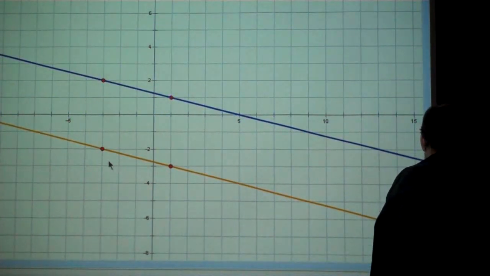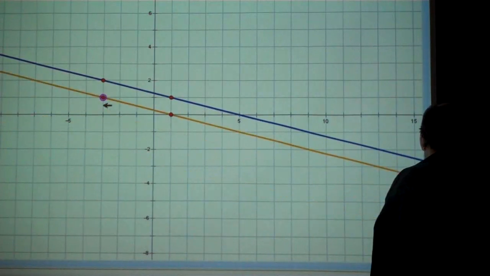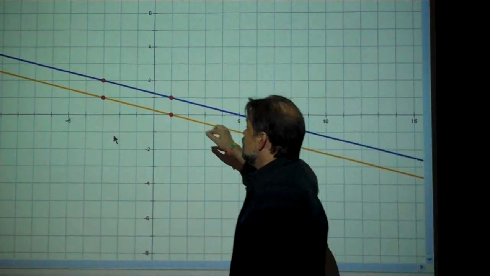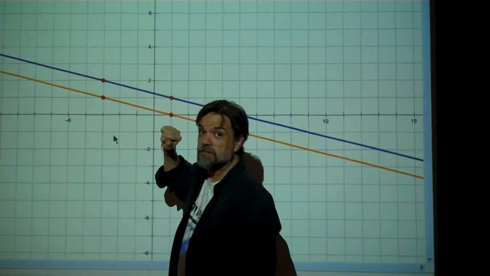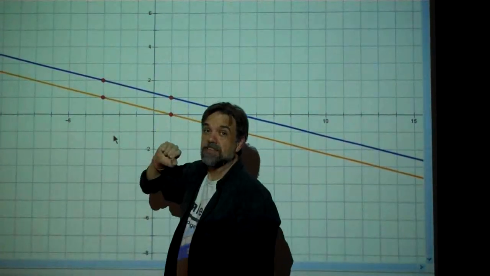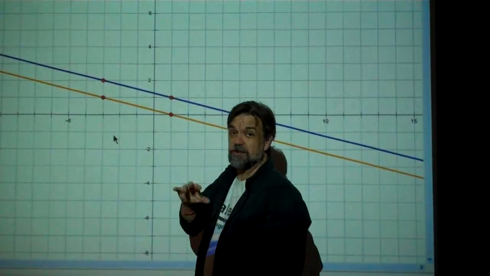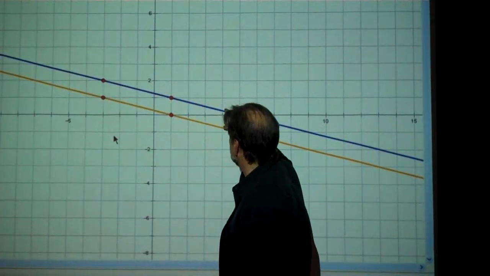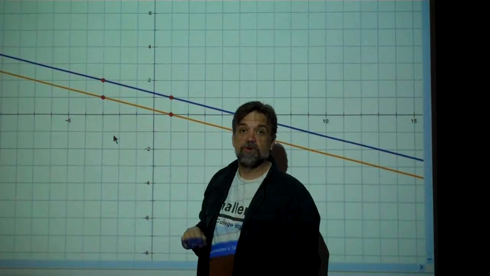Or I could take lines that are closer together, for instance, these two. They're no longer 4 units apart, but now they're 1 unit apart. It's still something, okay? It's not nothing. As long as it's not nothing, they're not intersecting. They're always 1 unit apart.